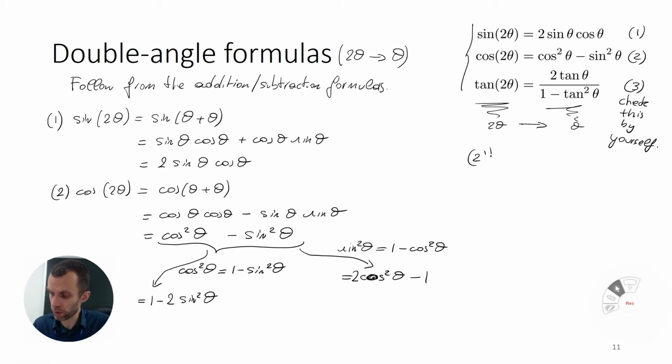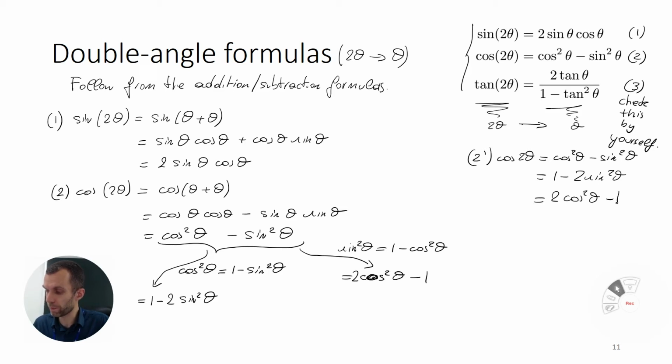So formula 2 prime is cosine 2 theta is cosine squared theta minus sine squared theta, but this is also equal to 1 minus 2 times sine squared theta, and that's also equal to 2 times cosine squared theta minus 1. And depending on the circumstances, sometimes one of these expressions is easier to use than the other.